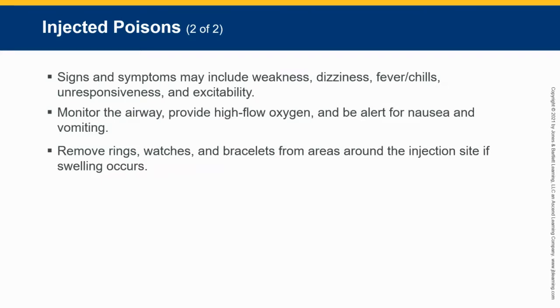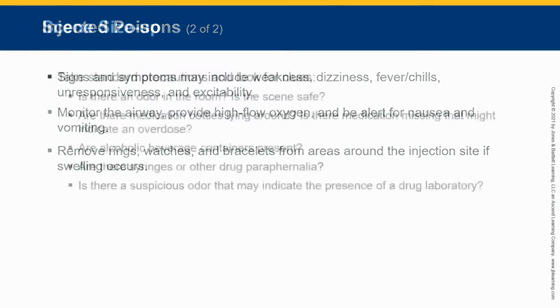But obviously what we would want to do is monitor that airway, provide high flow oxygen if needed, make sure that we're prepared to suction if the patient becomes nauseated or begins vomiting. And we're just going to do our standard treatment of ABCs, making sure that we keep the airway patent, support ventilation, support circulation, and if there's any localized swelling or anything like that, we'd want to remove any kind of rings, watches, bracelets, or whatever before that swelling were to occur.